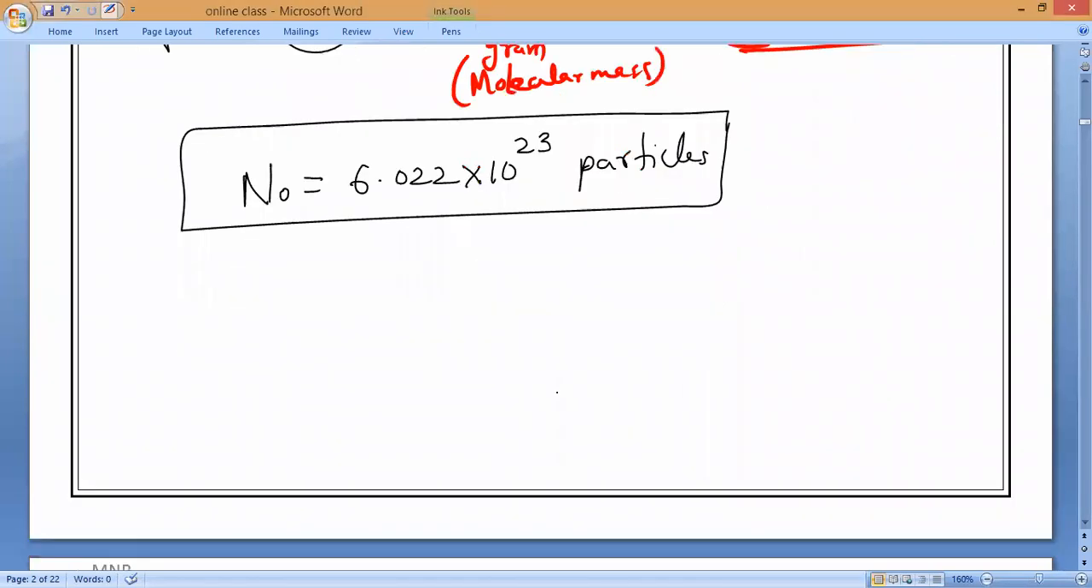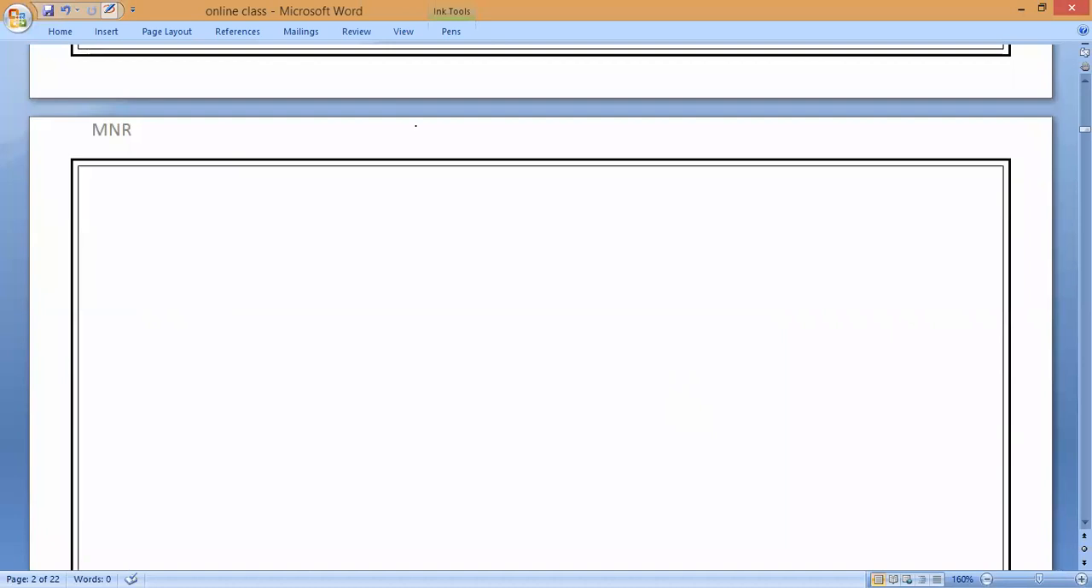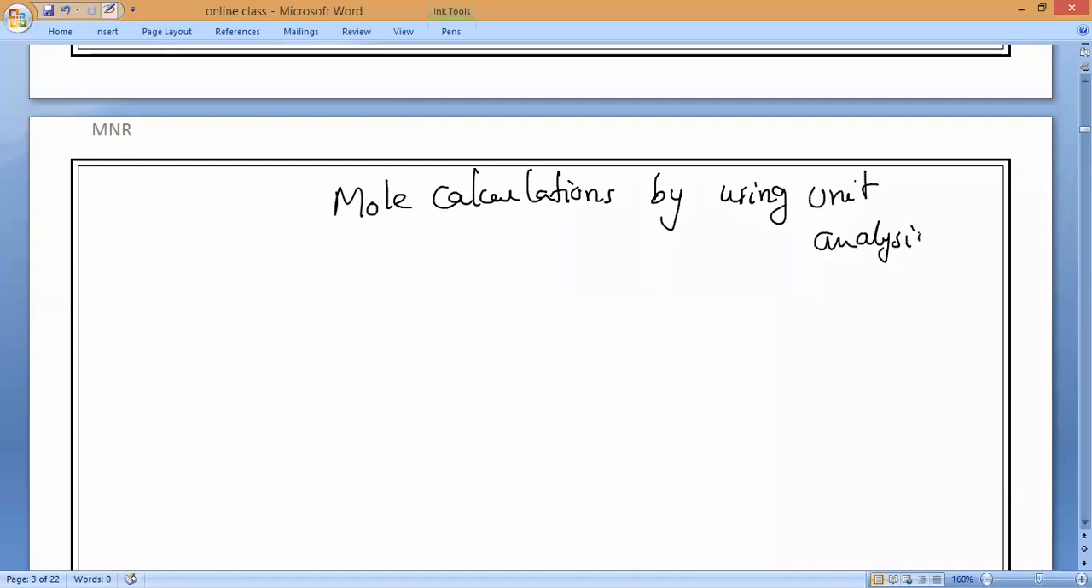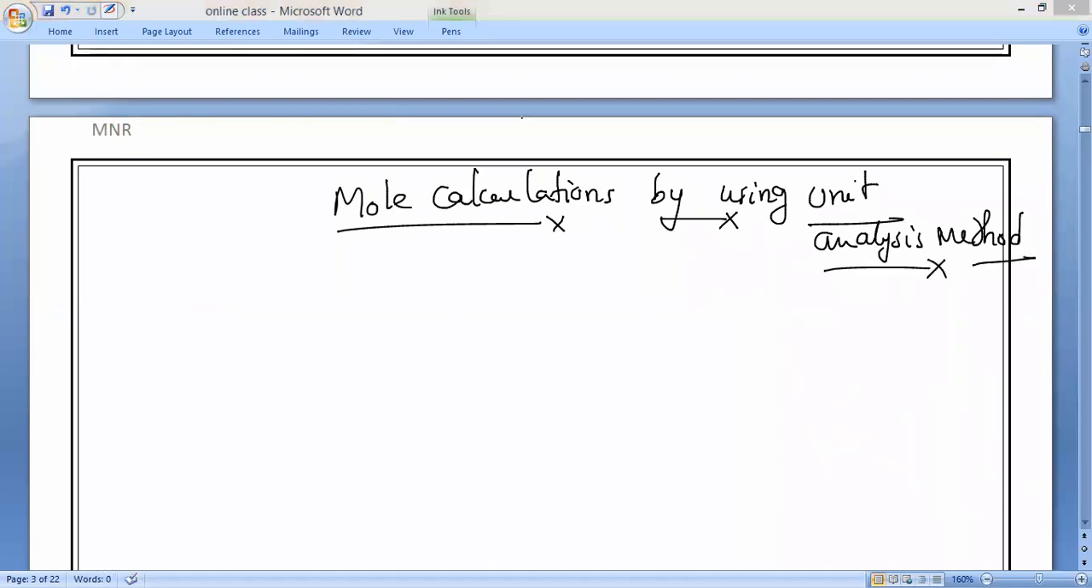Unit analysis method, mole calculations. Definitely you will feel a new experience with this, where you need not remember any formula even to solve the numericals. Now the first step in this, all of you remember, write down the unit requested.